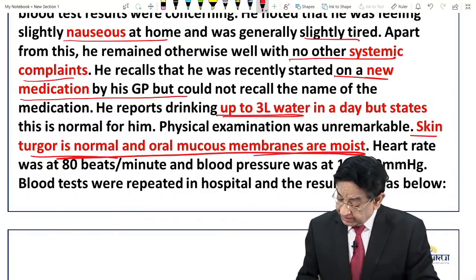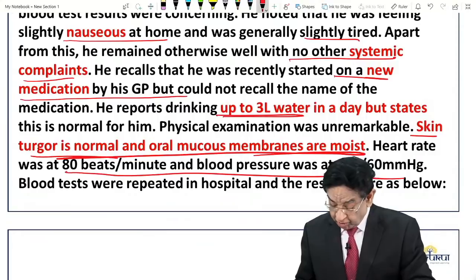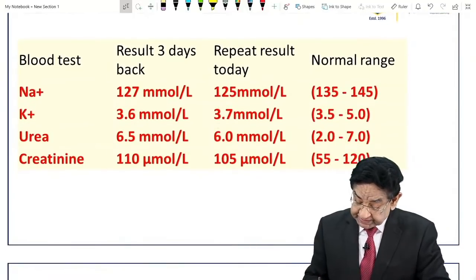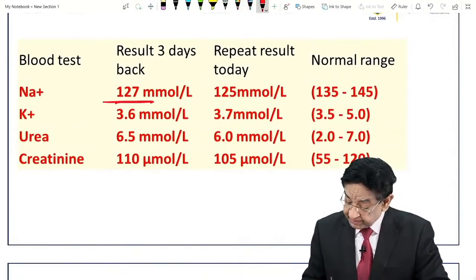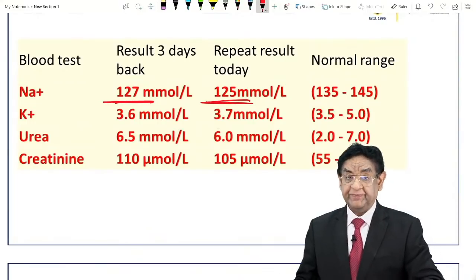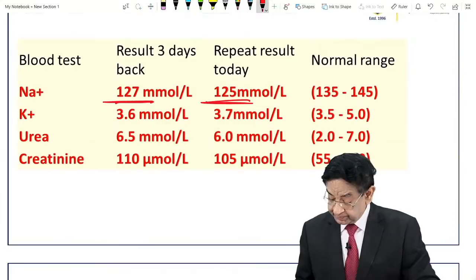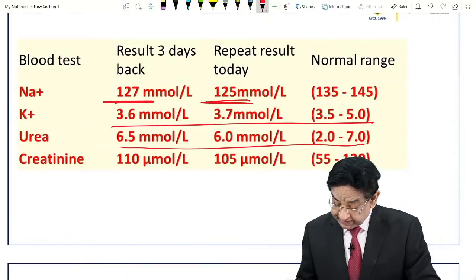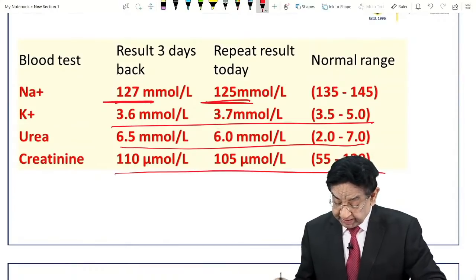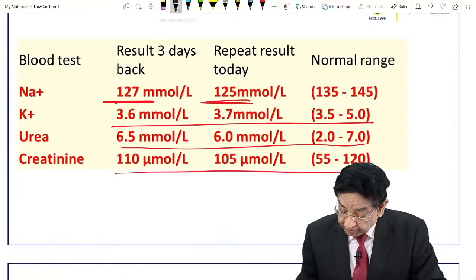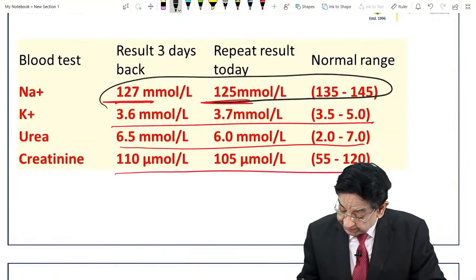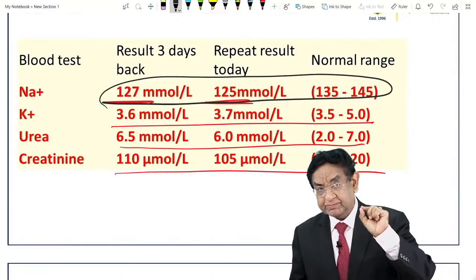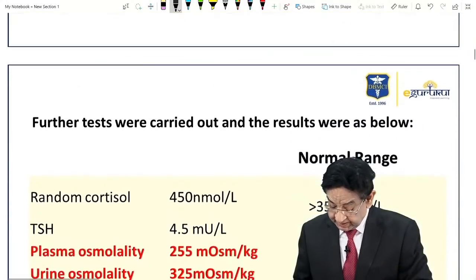Okay. Heart rate is 80, BP is in the normal range, and blood test 3 days back sodium was 127, today it is 125. It is going down. Potassium is almost in the normal range. Urea is again in the normal range. Creatinine is again in the normal range. That means the main problem is about sodium only. Agreed. Hyponatremia, that we got. And we also got that the tongue is moist. Fine.